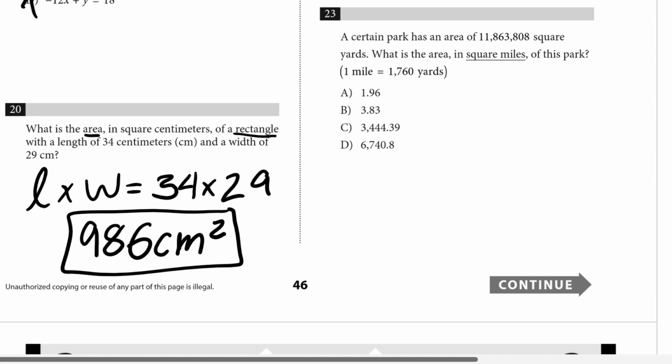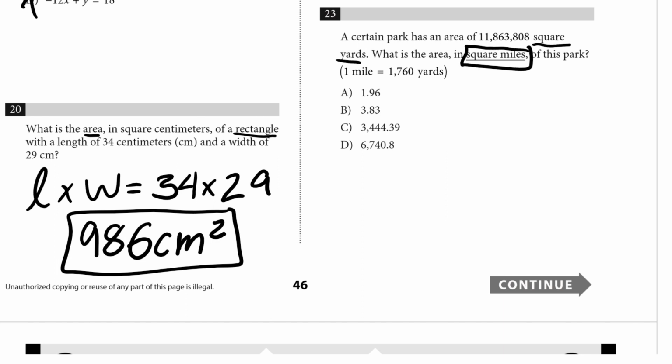Number 23. A certain park has an area of 11,863,808 square yards. What is the area in square miles of this park? So we know that 1 mile equals 1,760 yards. However, the question notes square yards and asks for our answer in square miles. So what we have to do to this 1 mile equals 1,760 yards is square both sides.